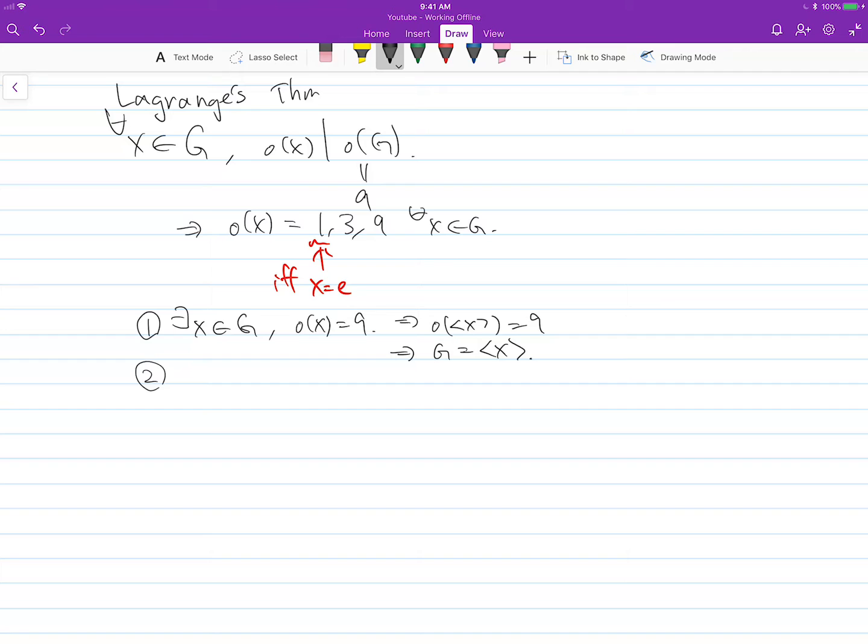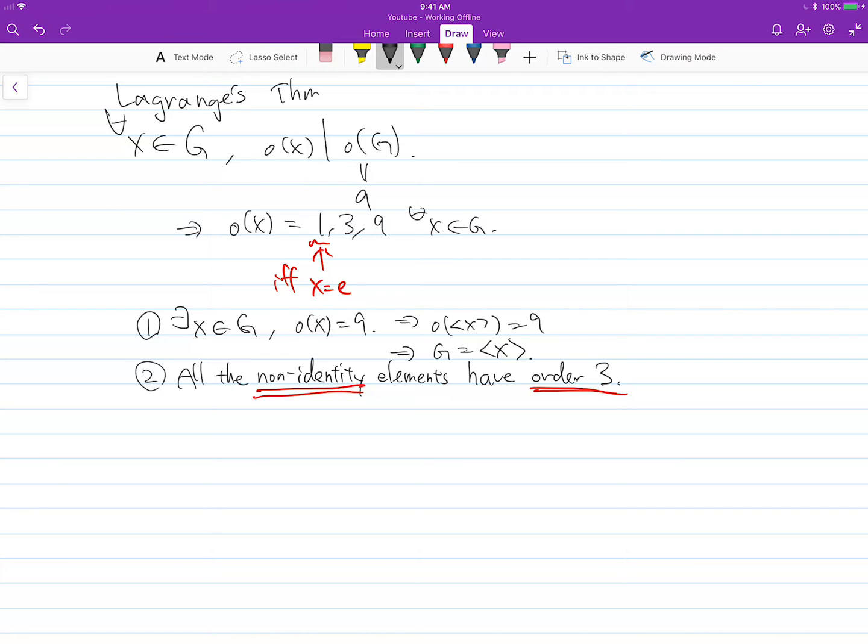So what about the other case? If there is no element in G that has order 9, that means every non-identity element has to have order 3. So this case is all non-identity elements have order 3. All the non-identity elements have order 3.